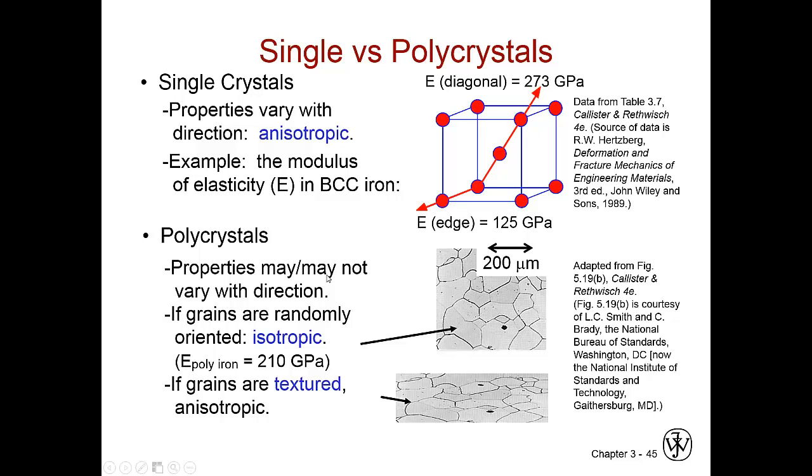Even in polycrystals, some properties may not vary with direction. If you have a sample like this, they're pretty much the same size, more or less circular. But if you are processing them in a way that stretches them, whether it's an extrusion or a rolling, then you might end up with much more directionality, and you'll have to account for that in your design.